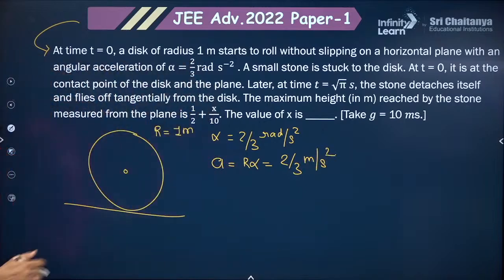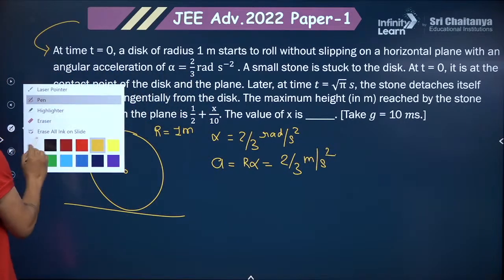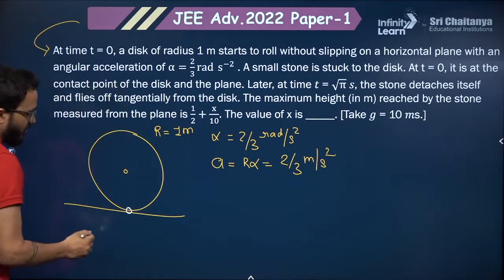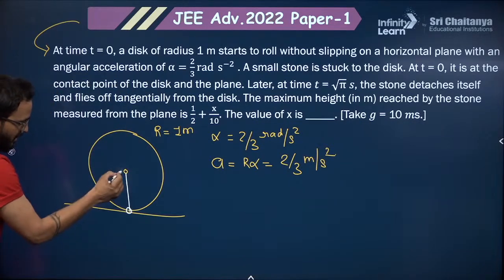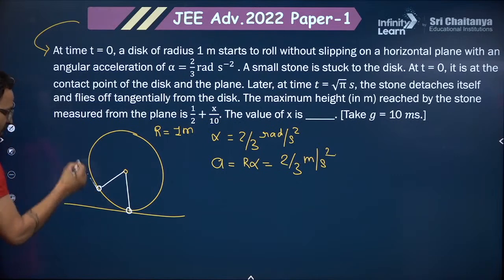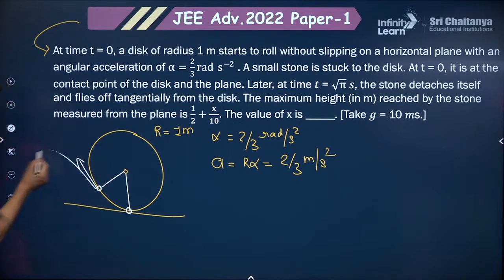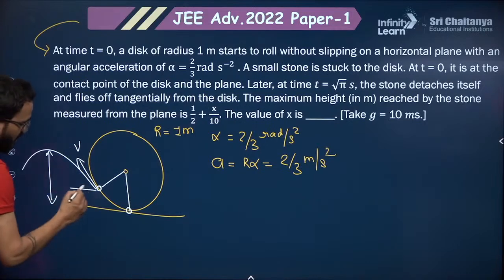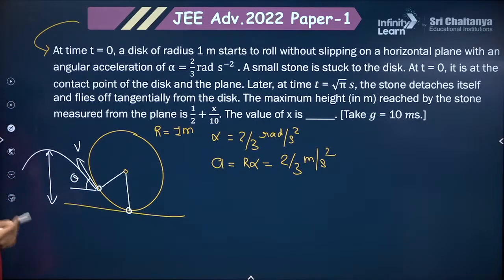A small stone is stuck at the disc. Okay, a small stone is stuck here, and after turning some angle like this here, this gets detached and goes like this, and we have to find out this complete height. Yes, so this is the question. We have to just figure out V here. If we are able to figure out V here and this angle theta also, then there is no problem, right?